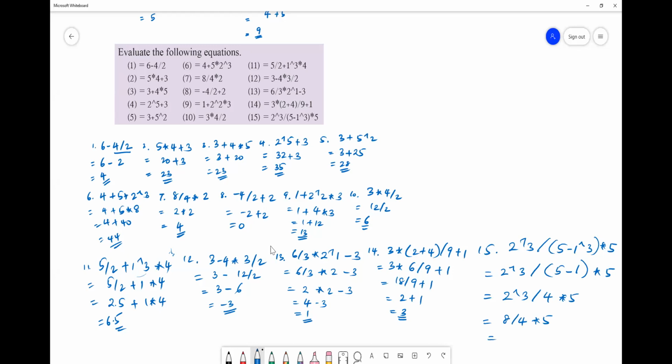Right, so this is division and multiplication. So we go from the left, we get the division. So we perform the division, that is 2 into 5. Right, so that should be 10.